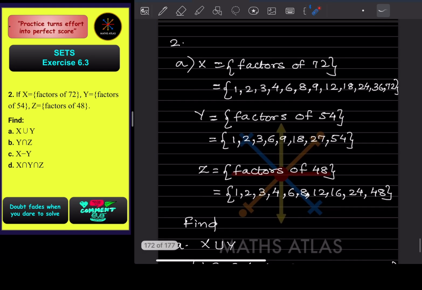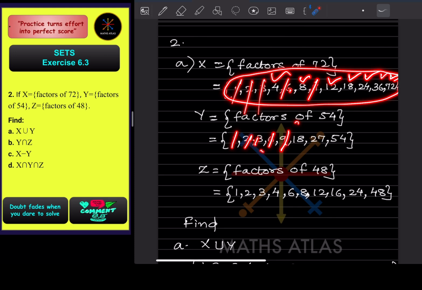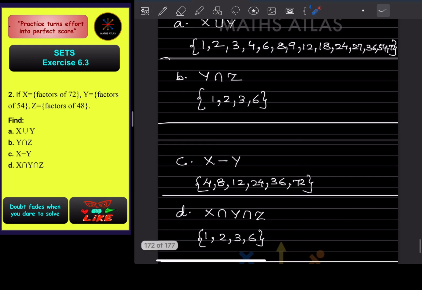So can you see here what was left after cancelling this? See, once again I'll repeat this one. So 4, 6, 12, 18, 24, 36 and 72. So we have to just see the x part. After cancelling, whatever is in y, we don't have to write it. Whatever remains here, we have to write it because it is x minus y.